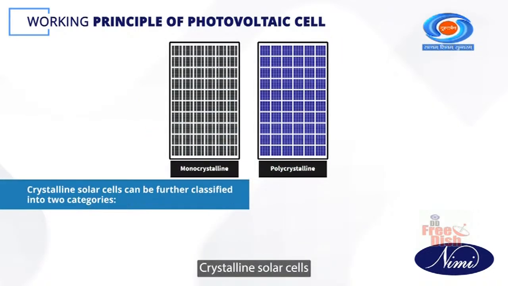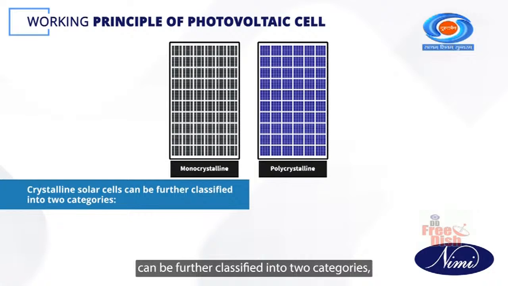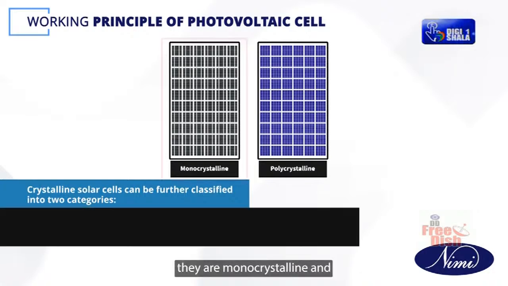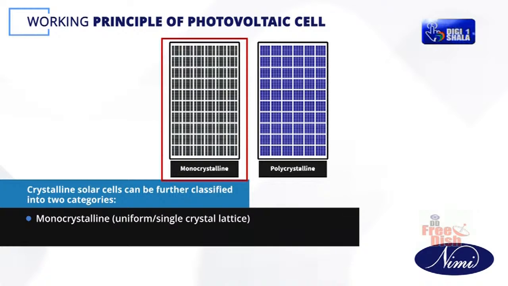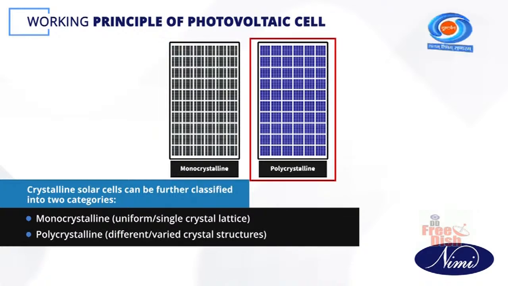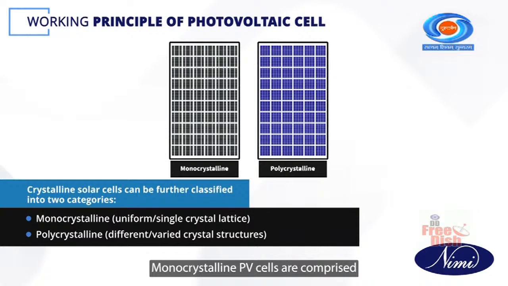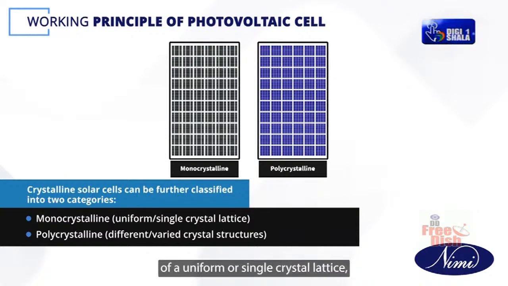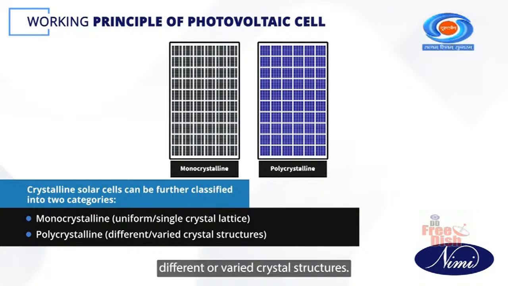Crystalline solar cells can be further classified into two categories. They are monocrystalline and polycrystalline. Monocrystalline PV cells are comprised of a uniform or single crystal lattice, whereas polycrystalline cells contain different or varied crystal structures.